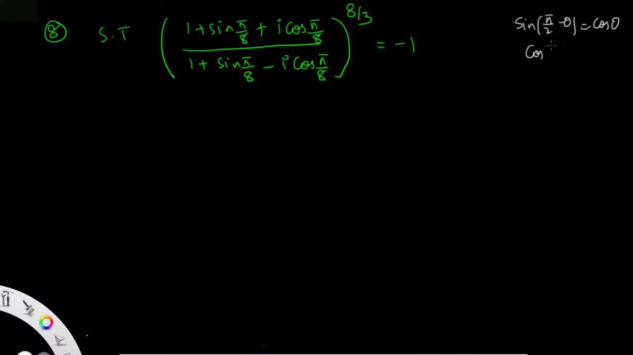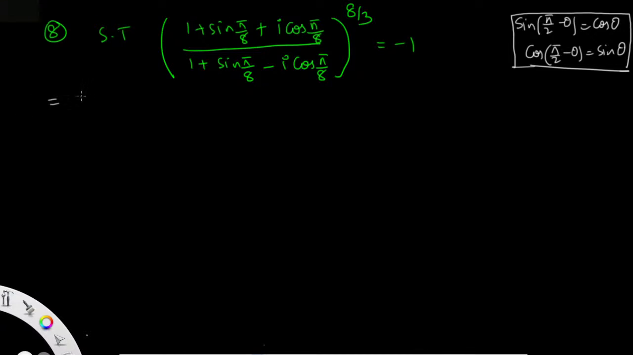Cos 90 minus theta equals sine theta. This is the basic formula, so I am applying it here. That is, sine 90 minus theta equals cos theta, and cos 90 minus theta equals sine theta. Why apply this? Because here the i has to be associated with cos. That's what we are converting.